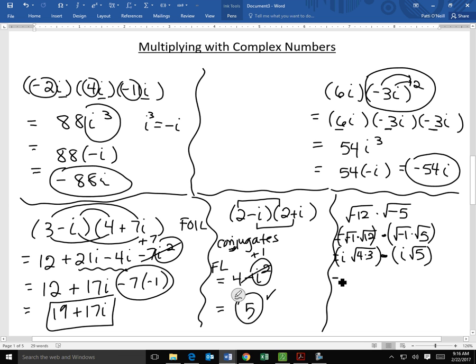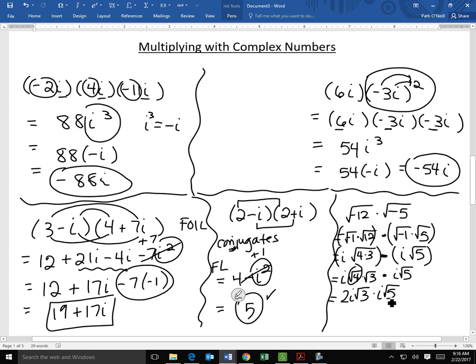The first set of parentheses is going to become i times the square root of 4 times the square root of 3. The second set of parentheses I really can't do anything with, so I'm going to leave as i times the square root of 5. I can still simplify the first set of parentheses. You notice I dropped my parentheses and it's okay at this point in time. The square root of 4 can be simplified to this: 2i times the square root of 3 times i times the square root of 5.